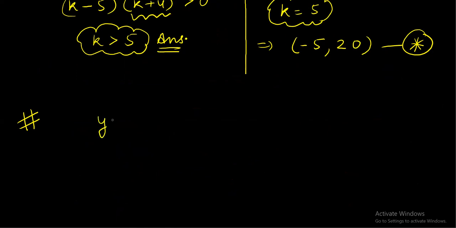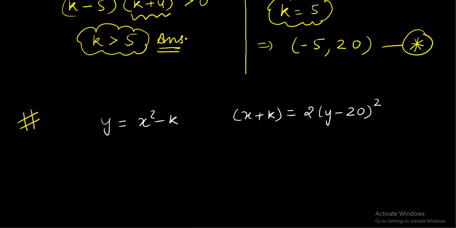Okay, we had two parabolas. Which two parabolas were they? So the two parabolas were: one is y equals x square minus k, and the second one is x plus k equals 2 times (y minus 20) whole square. Correct? Okay. What you want in the question is 4 points of intersection between these two curves. Now normally, if you don't trace the parabolas, and if you don't want to go by the method I was using earlier, like checking whether the vertex is lying inside or outside the parabola, if you don't go by that process, then what will you do? You are going to solve these two equations, right?